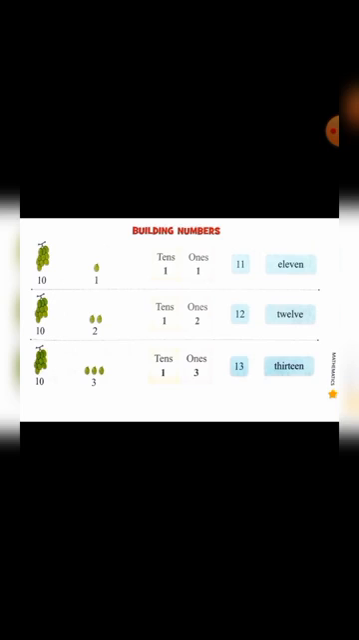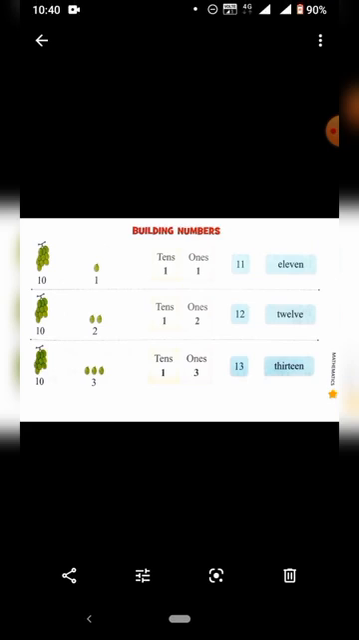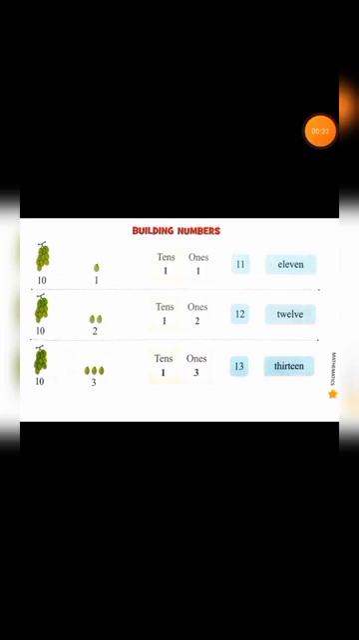Before going to start the class, you need to sit along with your maths textbook and writing tools. So children, building numbers. We already learned the numbers from 1 to 10. Here we are going to learn about numbers from 11 to 20.